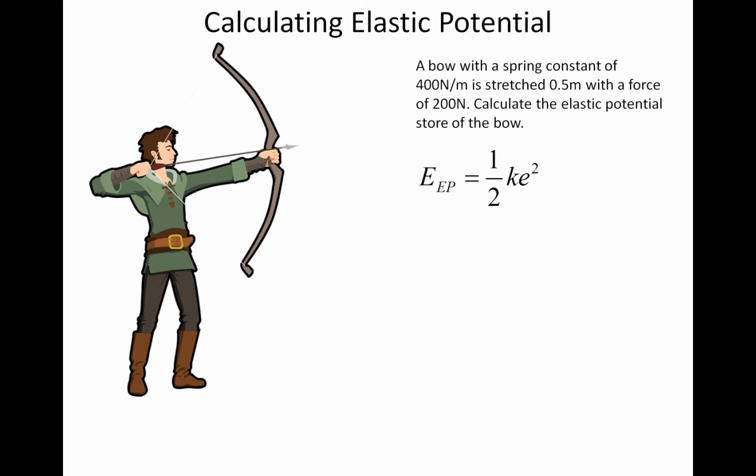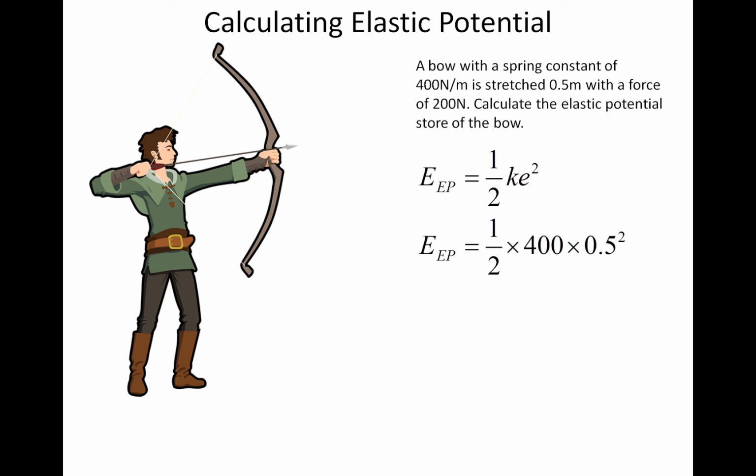So first of all, we can easily identify k because it says in the question spring constant of 400 newtons per meter. So we replace the k with a 400. It is stretched 0.5 meters with a force of 200 newtons. Now we know that extension is measured in meters, so we must be picking the 0.5 meters. So e is replaced by 0.5.